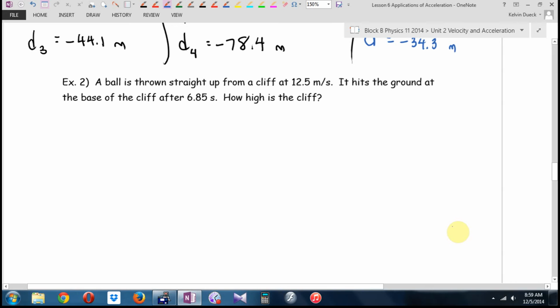Don't write this down, but here's kind of our picture. And we're going to throw something straight up. How fast? And then it's going to come falling down, thump.